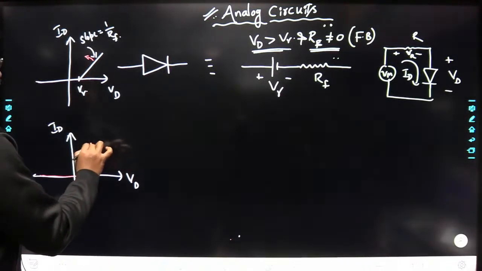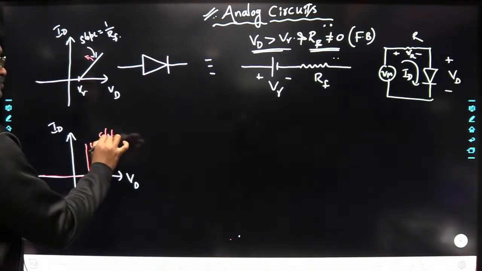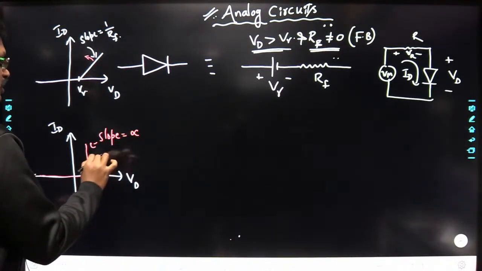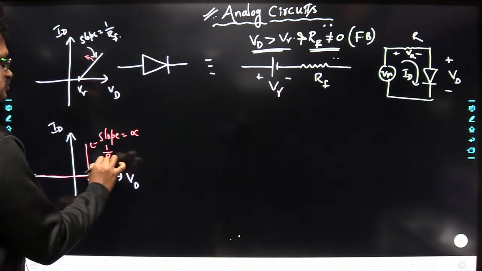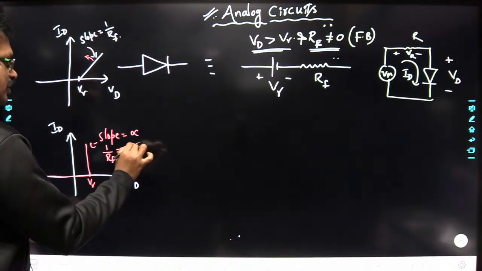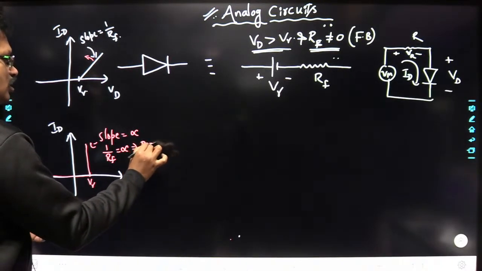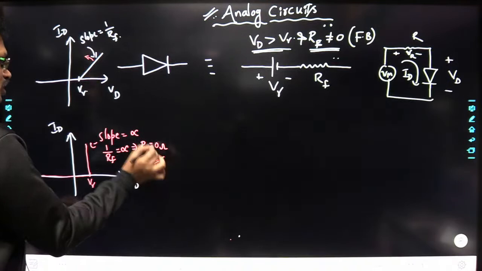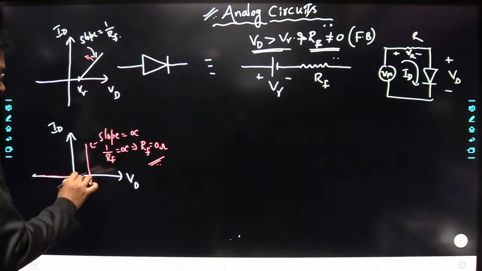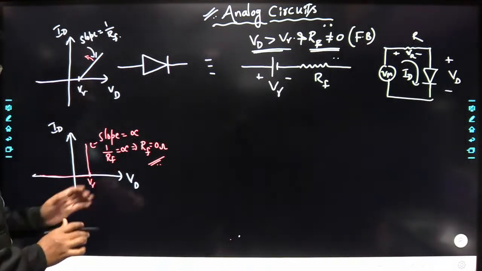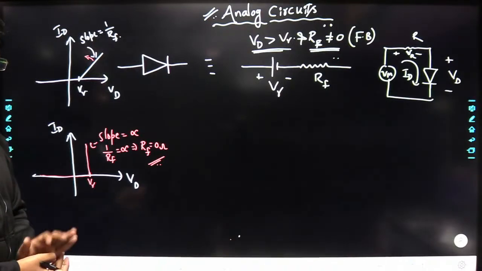So here slope is what? Here slope is equal to infinity. That means 1 by RF is equal to infinity. This implies RF is equal to what here? RF is equal to 0 ohm. So here we are having only V gamma and RF is equal to 0 ohm.